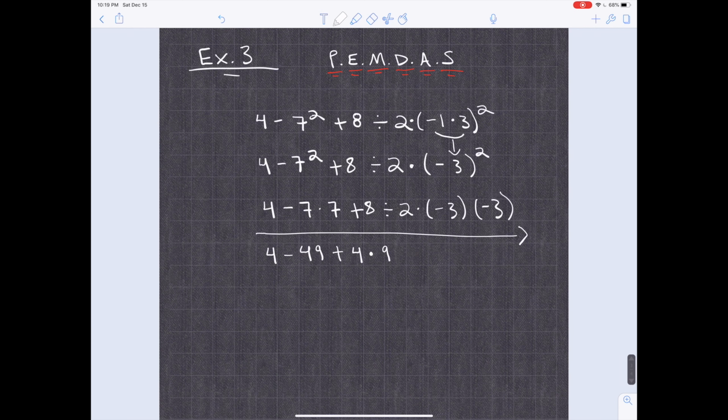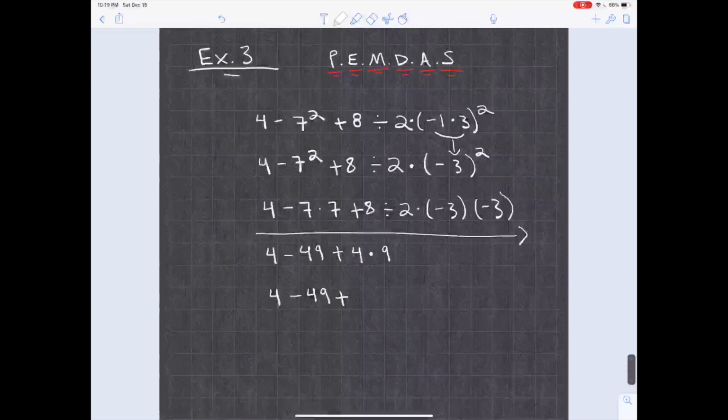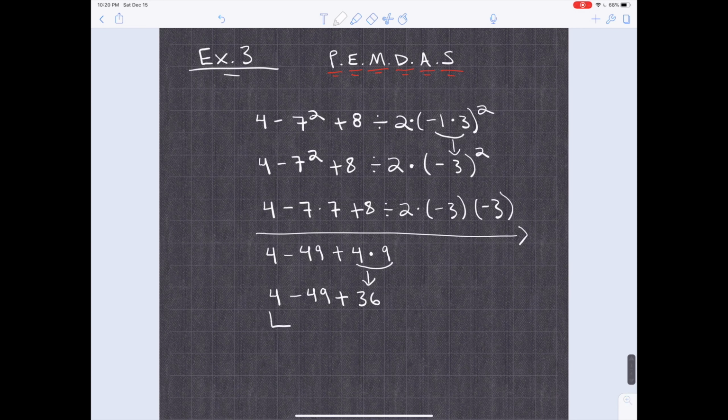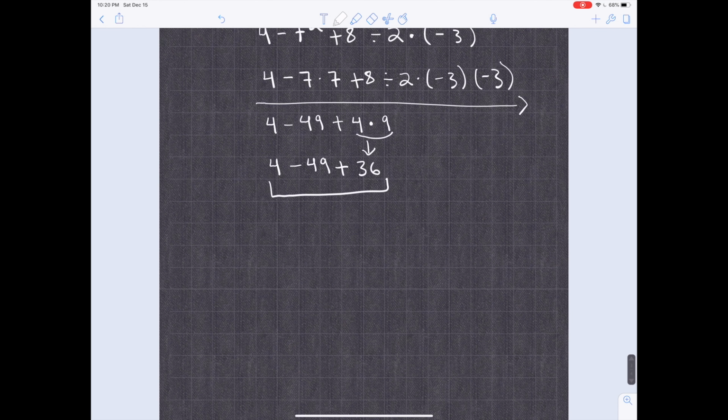Let's go ahead and simplify the equation further. We have 4 minus 49 plus 4 times 9 is equal to 36. So now we have subtraction and addition in this equation. So the one that gets priority first is going to be the addition. So what we have is 4 and then minus 49 plus 36 is going to be minus 13. And this is going to be equal to minus 9. So we have our answer.